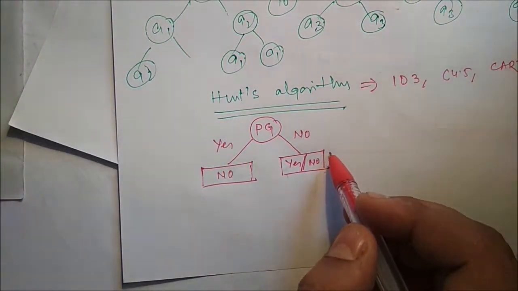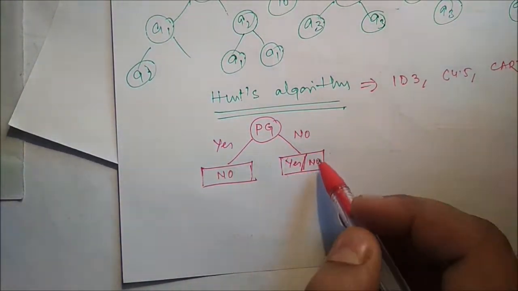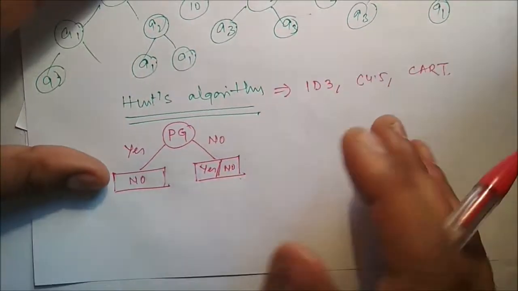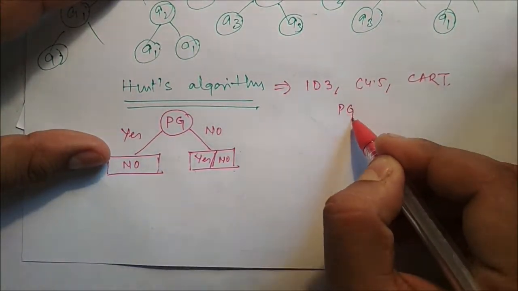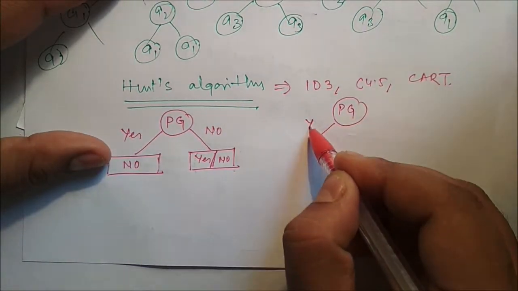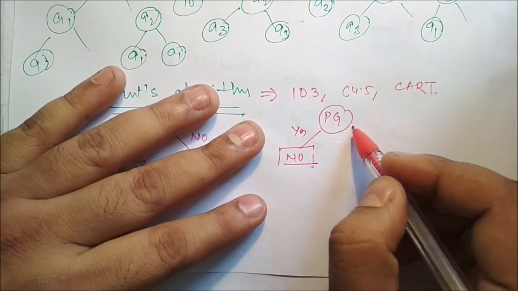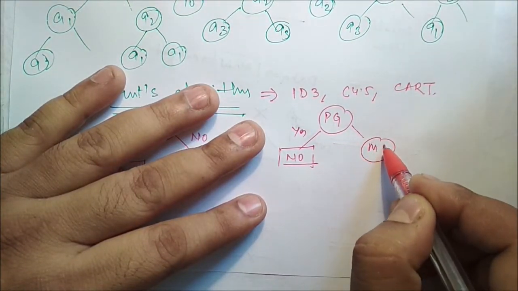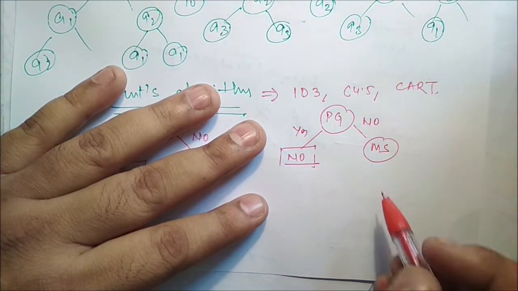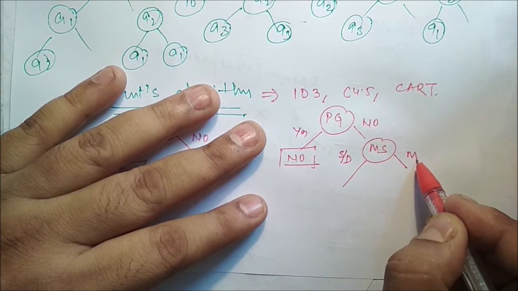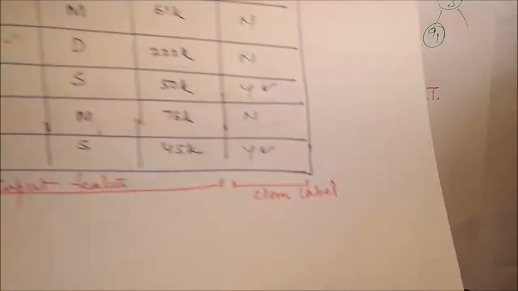That means we have to break this, we have to insert another node. So if postgraduate is yes, the class label is no, it is fixed, and then you can use the marital status, whether it is single, divorced or married. Now we can see marital status.